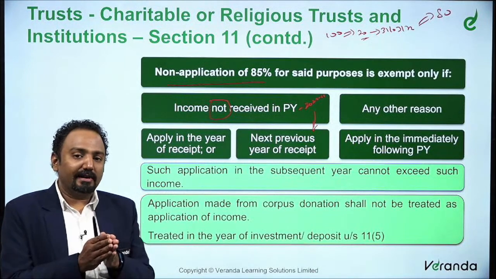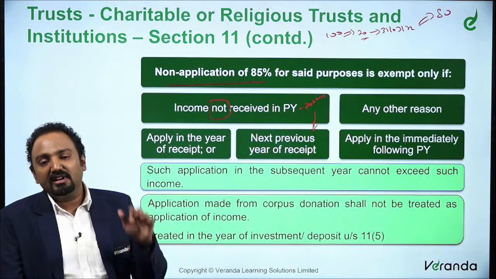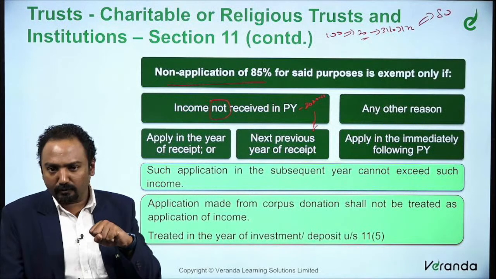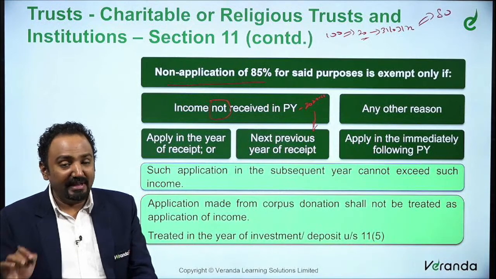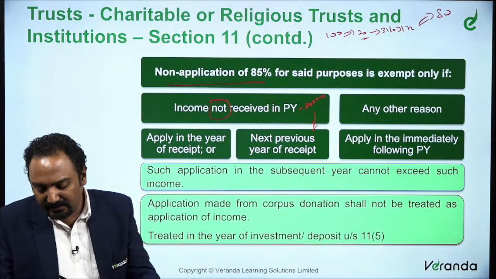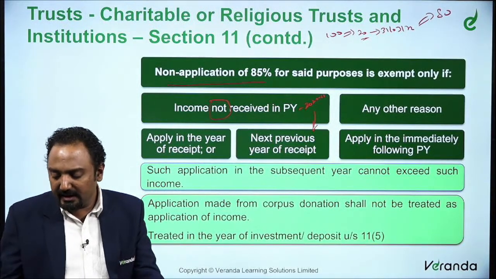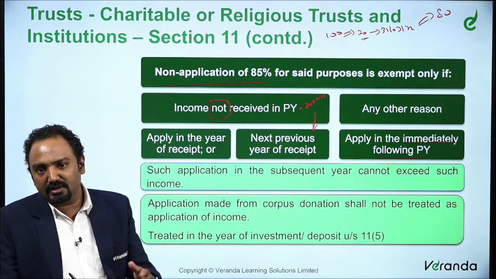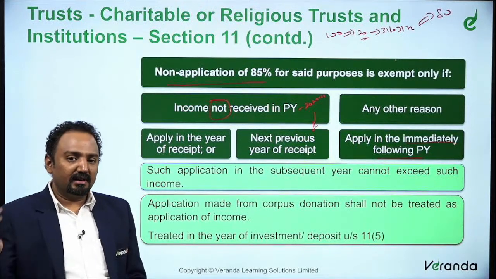So if you are not able to claim it in the year because of genuine reasons, because it was actually not received, then in that case you can claim it in the subsequent year. If it is only because of being the last date or something, then in that case treat it in the next year. So that's what they are calling it. So any other reason, then we apply immediately following the previous year. So that is what is there. So if it is 20, 21, 22, we will have to apply in 22, 23.